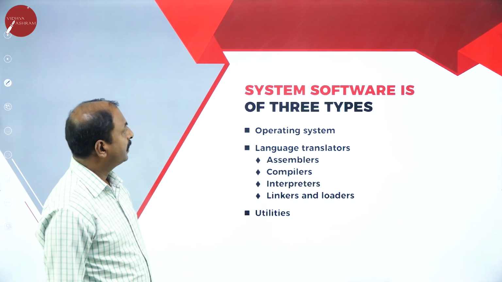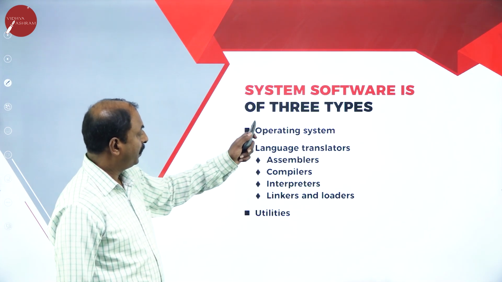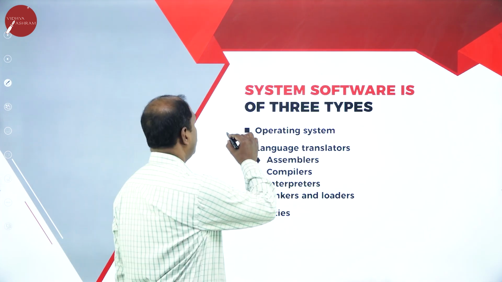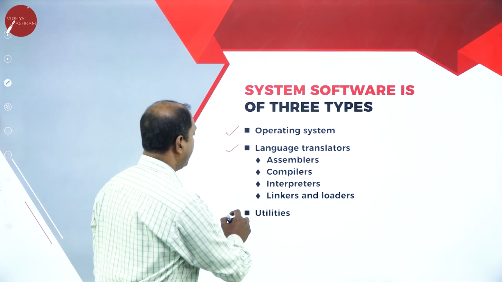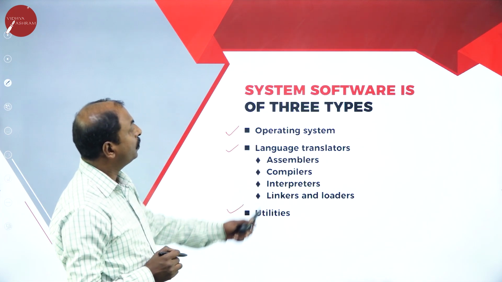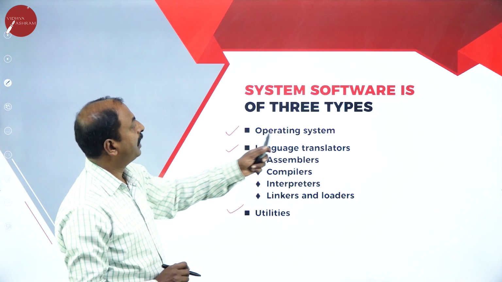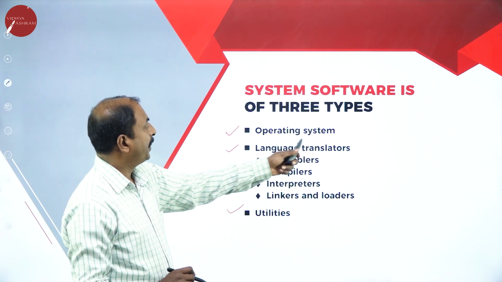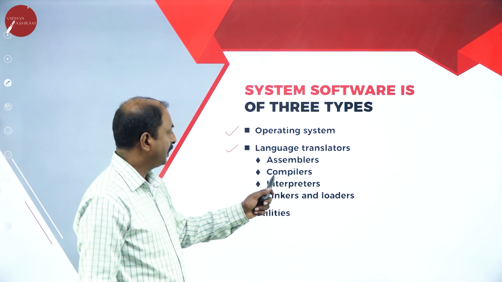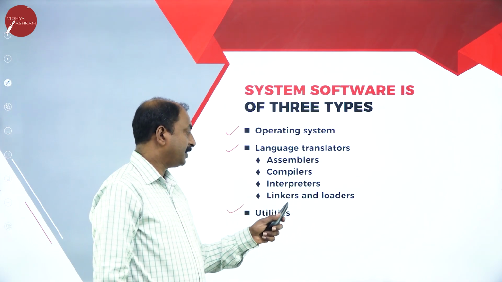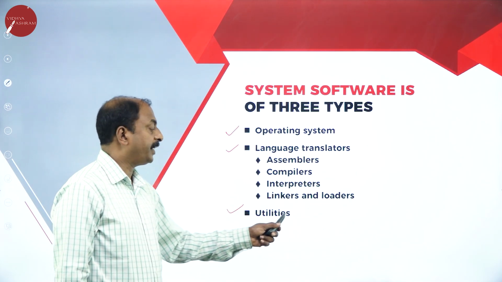Now let us see the different system software. Here we have different types of system software. The first one is operating system, language translator, and utility software. All these are system software. Under language translator we have assemblers, compilers, interpreters, linkers, and loaders. And the next one is utility software.